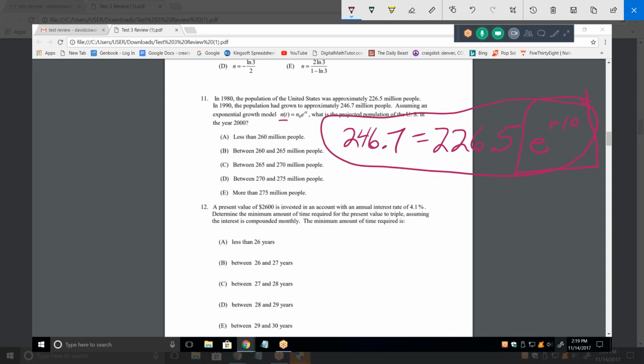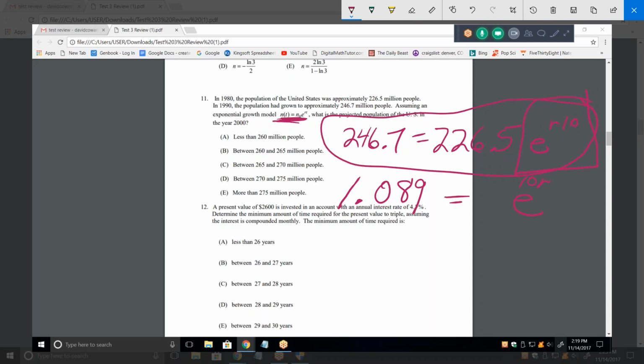In other words, my goal here is to solve for r. Once I solve for r, then I'll have the specific equation with a known r. Once I have r, that's all I need. Everything else I can figure out. So what is 246.7 divided by 226.5? 1.089. That's equal to e to the r.